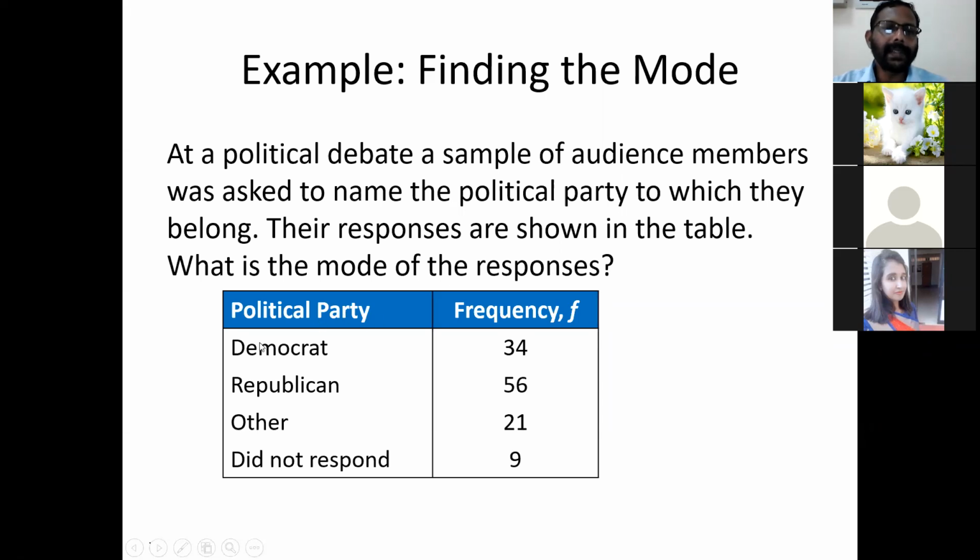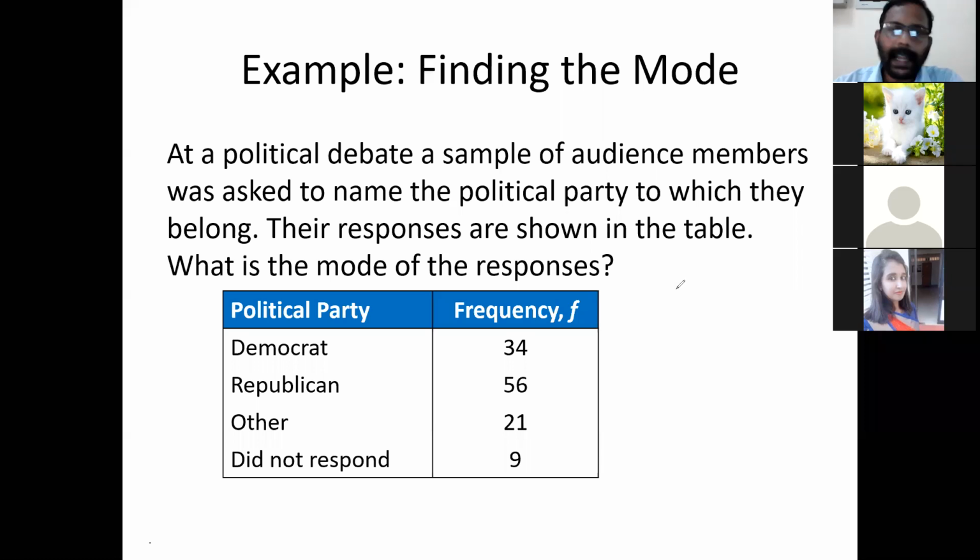These are the parties: Democratic Party, Republican Party, other party, and people who have not responded. That also has to be taken into account, right? So these are the frequencies: 34, 56, 21, 9. Now my question is, find the mode. How can we find it? Anyone can answer. So here, what is the total number of respondents?